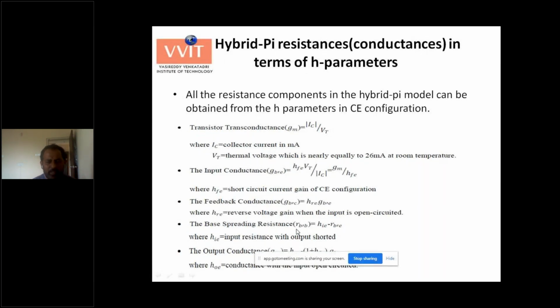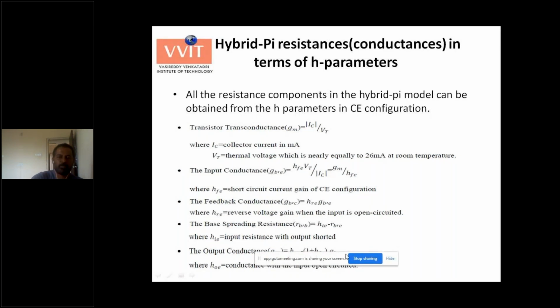Then base spreading resistance, many times we take it as zero, short circuit. But anyhow, the relation is RBB' equals HIE minus RB'E. Usually RB'E is around 1 kilo ohm. We know the standard value of HIE for one transistor, and we always use that as the standard value. Fine. Then this is the expression for output conductance. You can find all these things in your notebooks. You must work with it for your exam.